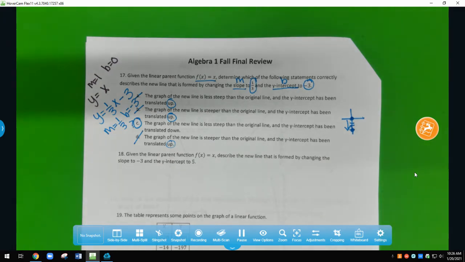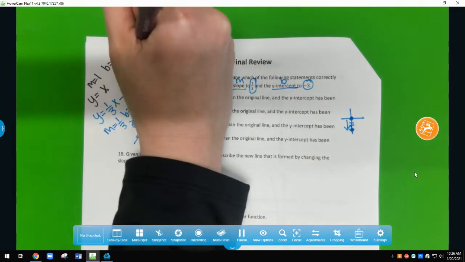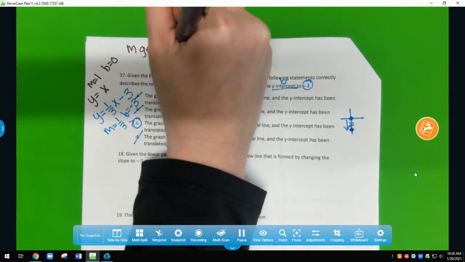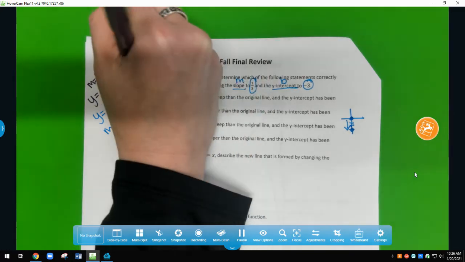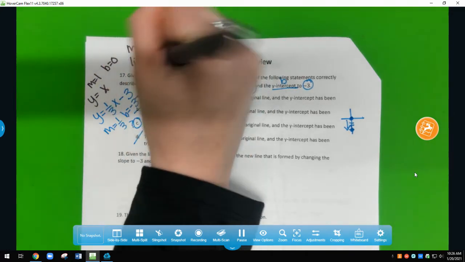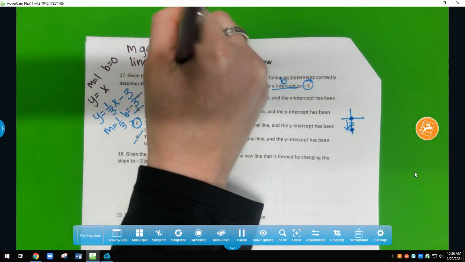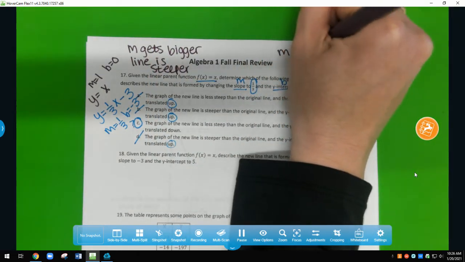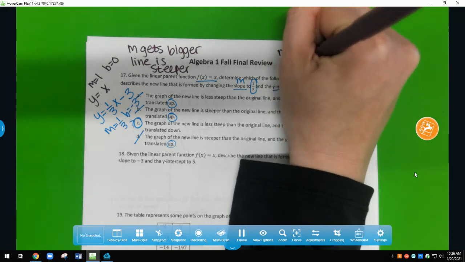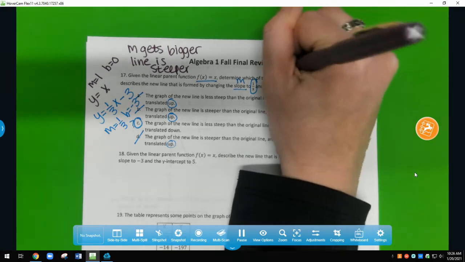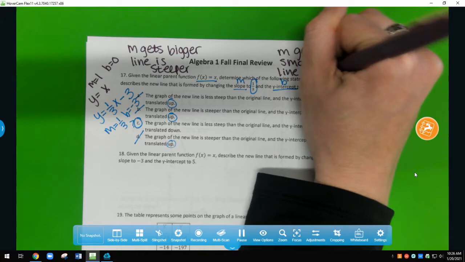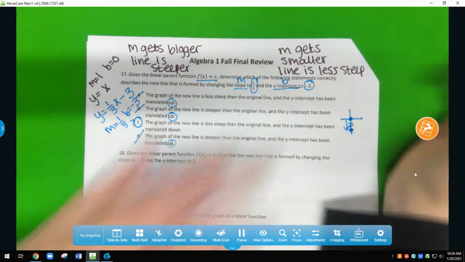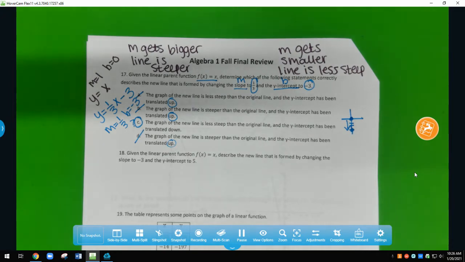Okay, just to remember, if your m gets bigger, your line is steeper. Okay, if your m gets smaller, your line is less steep. Okay, so just keep that in mind.